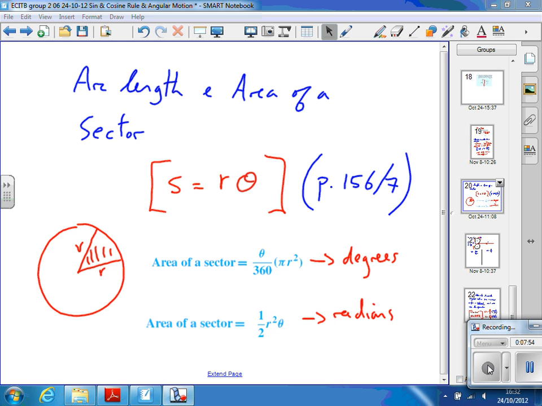So this stuff on arc length and area of a sector is on page 156 to 7. Have a look at that. There'll be some examples of working them out in there.